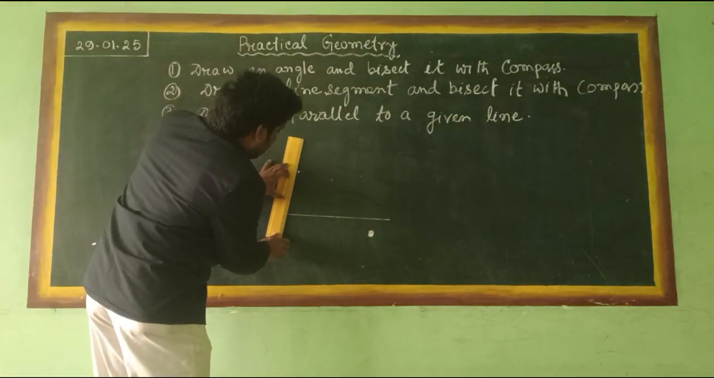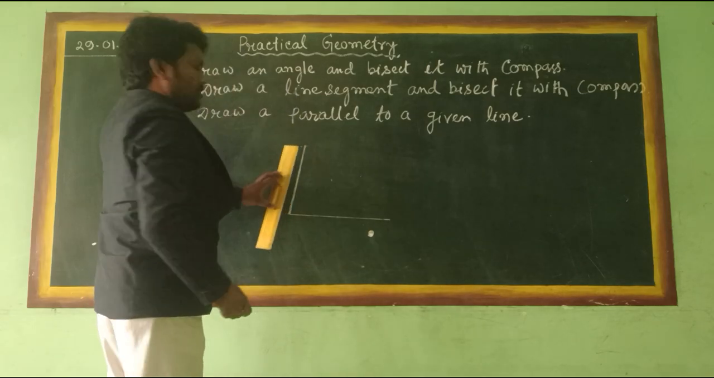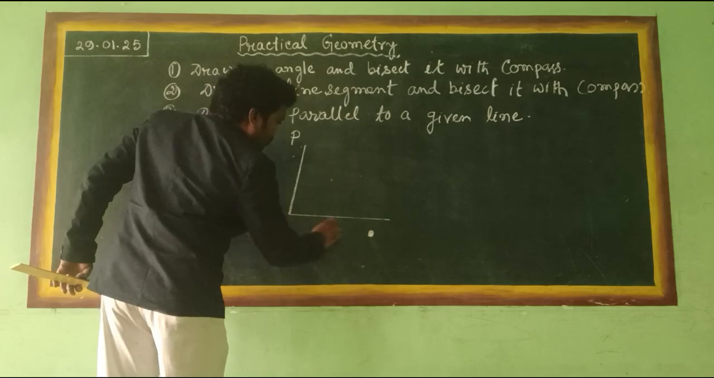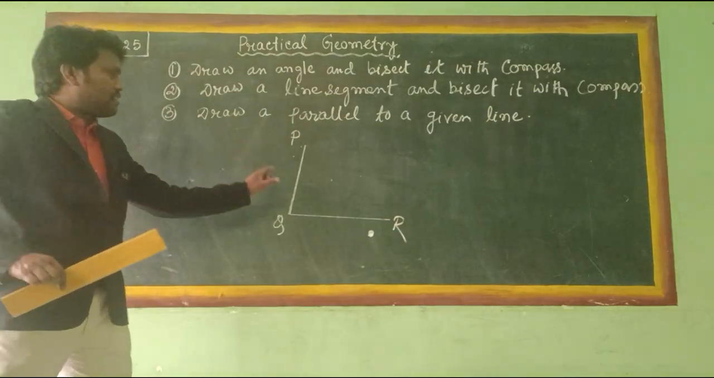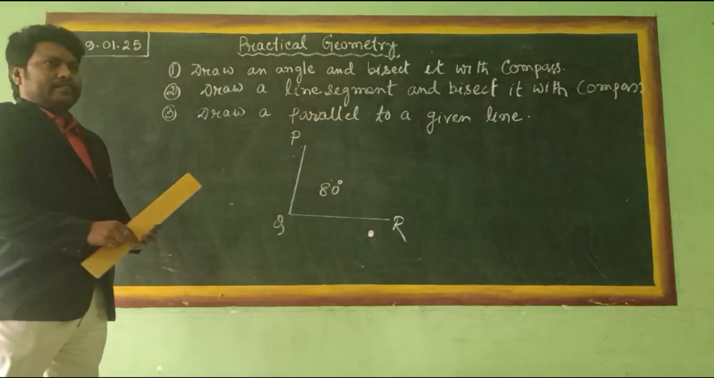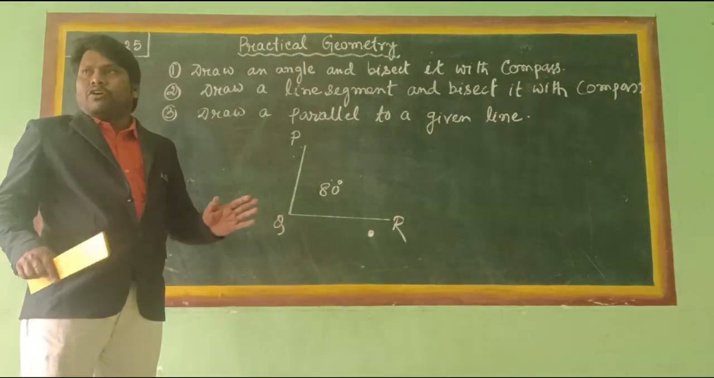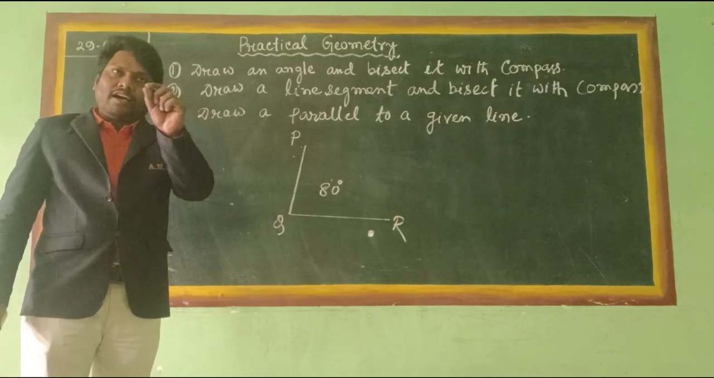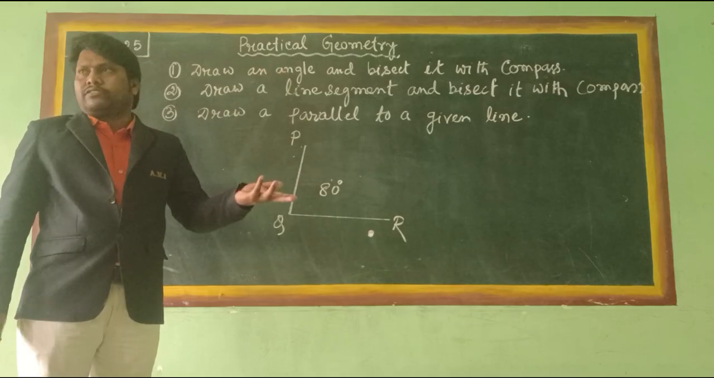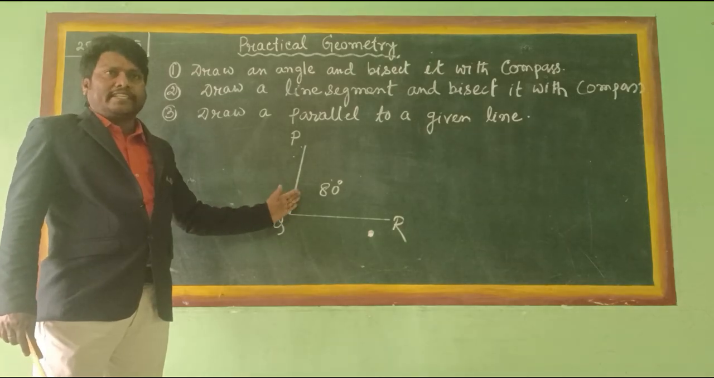Third step, join these two lines. Now give a name: P, Q, R. It is actually an angle whose measure is 80 degree. This is called practical geometry. When you draw any kind of geometrical figure with geometrical instruments by following some steps or methods, that is practical geometry. So I have drawn the angle of 80 degree.